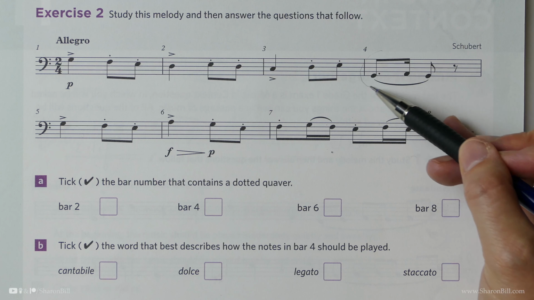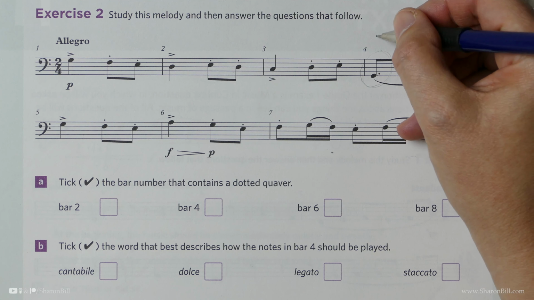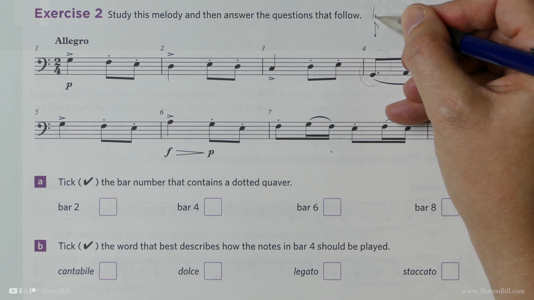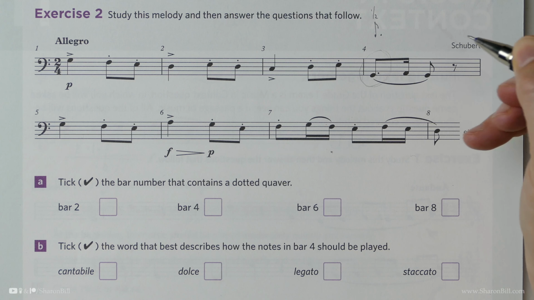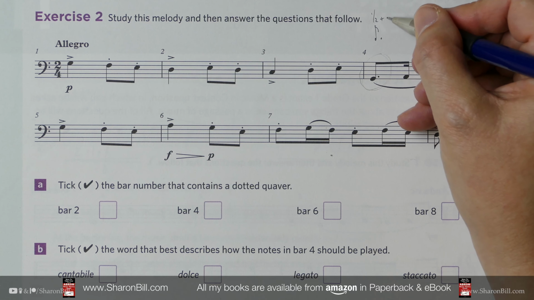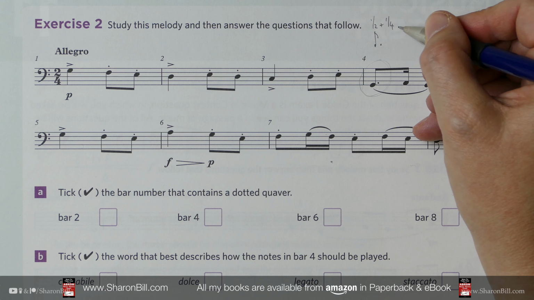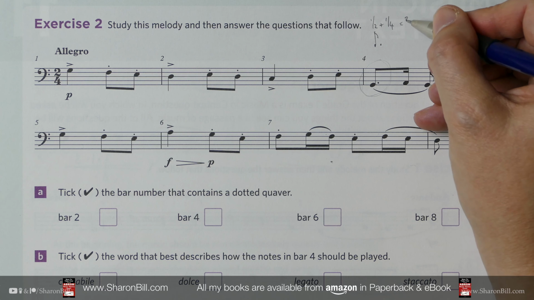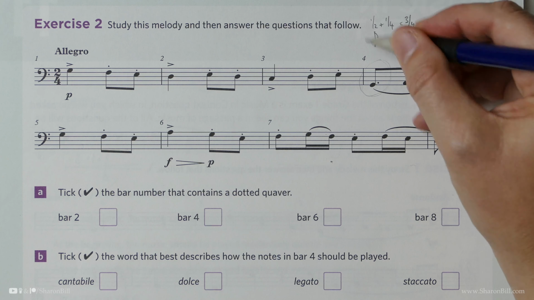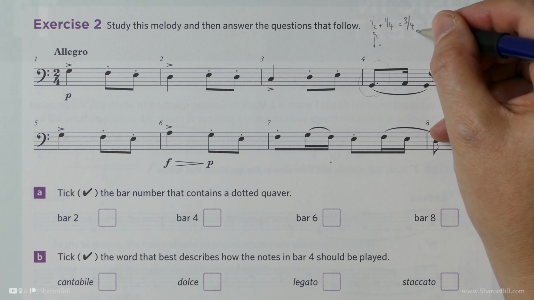And so here we have a dotted quaver. And that means, if you think a quaver is worth half a beat, then the dot after a note makes it half as long again, and so half of a half is a quarter, and so that means our dotted quaver is worth 3/4 of a beat. And if this is quite tricky for you, I must admit that maths is not my strong point, and so I prefer to diagram it out.